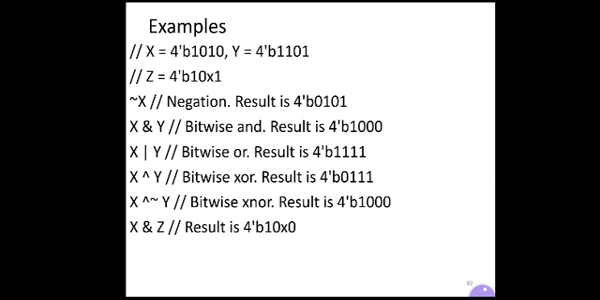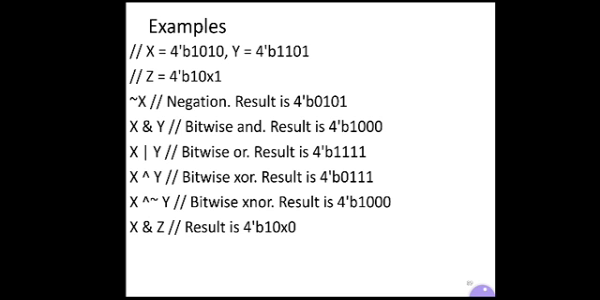X is the 4-bit binary number 1010, Y is the 4-bit binary number 1101, and Z is the 4-bit binary number 10x1. Now negation of X. X is 1010. So negate all the bits. So 1010 will result in 0101. So the 4-bit binary number 0101 is the result.